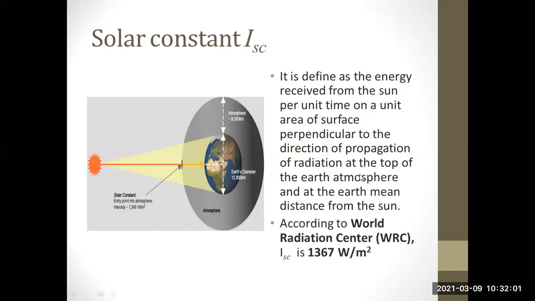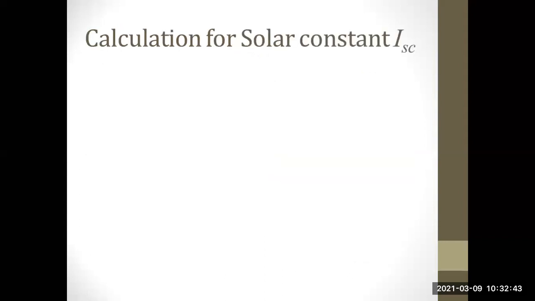According to the World Radiation Center, WRC, the value of solar constant is around 1367 watt per meter square. That means if you want to calculate how much power reaches the mean distance between the earth and the sun from the power the sun generates, it is around 1367 watt per meter square, and it is a universally accepted constant value. So you have to remember that the value of solar constant is 1367 watt per meter square. Now the question is, why is the value 1367 watt per meter square?